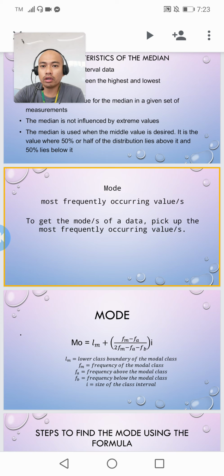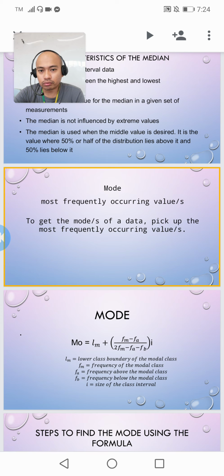When we define or describe a mode, it is the most frequently occurring value or values in a particular distribution. So based on this description, we are picking up the most frequently occurring value or values. Now, why is it values? Since in a mode, it is possible to have more than one value.